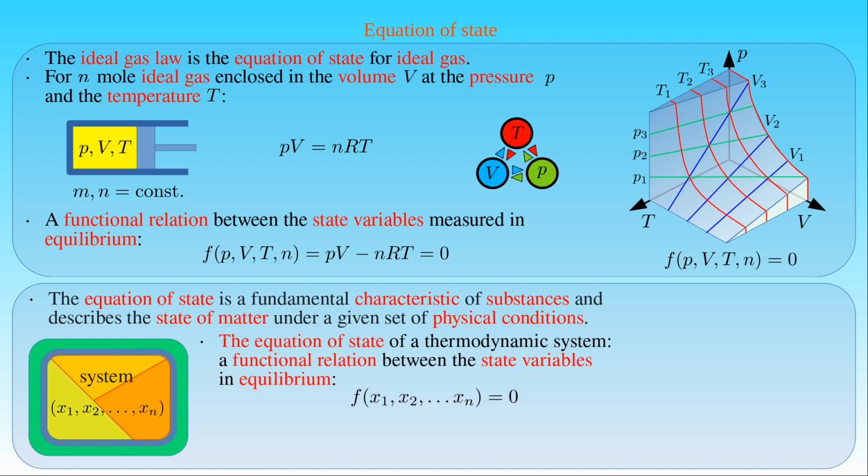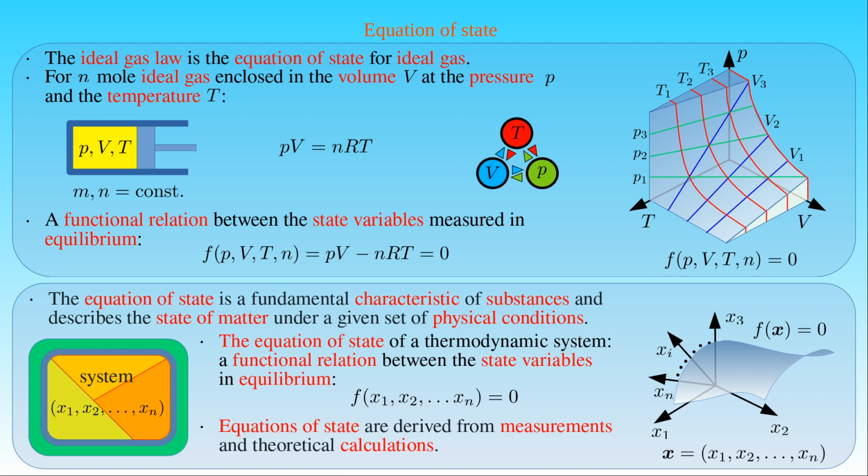In fact, equations of state are derived by applying thermodynamic relations between the state variables, together with either experimental measurements or theoretical calculations based on the methods of statistical physics, using various models of interactions between particles in a system. If the equation of state of a thermodynamic system is given, then it can be represented by an n-1 dimensional hypersurface in the n-dimensional state space.